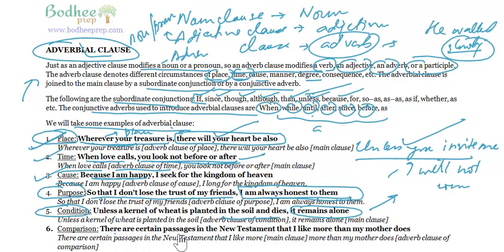Comparison. There are certain passages in the New Testament that I like more than my mother does, right? So there are certain passages in the New Testament that I like more is the main clause. My mother does becomes basically the adverb clause, the dependent clause, right? And it's an adverb clause of comparison.